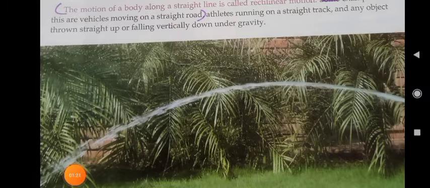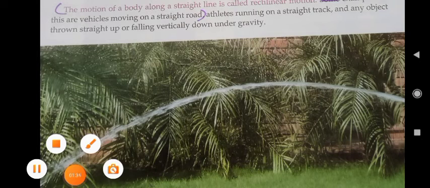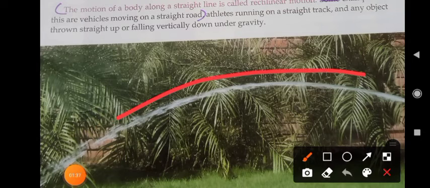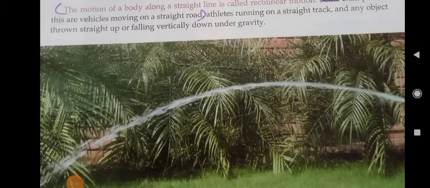When a body moves from one point to another along a straight line or a smooth curve, its motion is called translatory motion. See, look at the path of this water wave. This water line is traveling in a smooth curve, isn't it? So a smooth curve is called translatory motion. What about the path of this car? The path of the car is in a straight line, so this is also translatory motion.